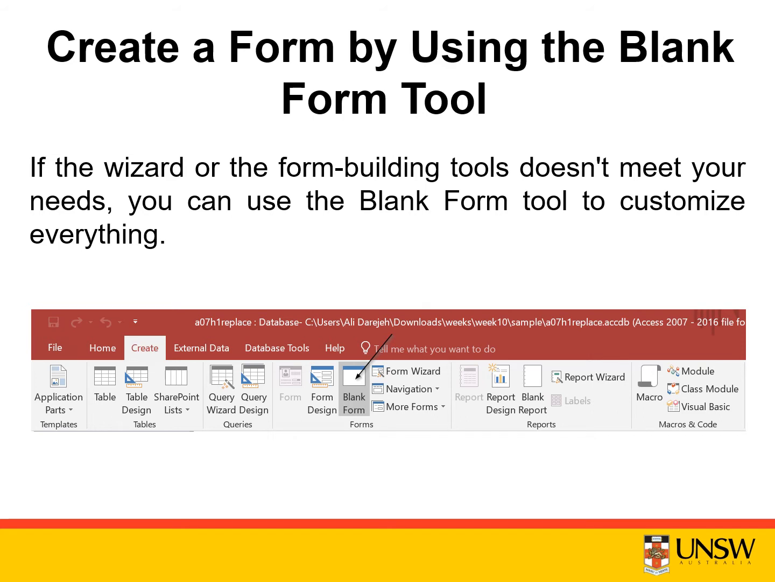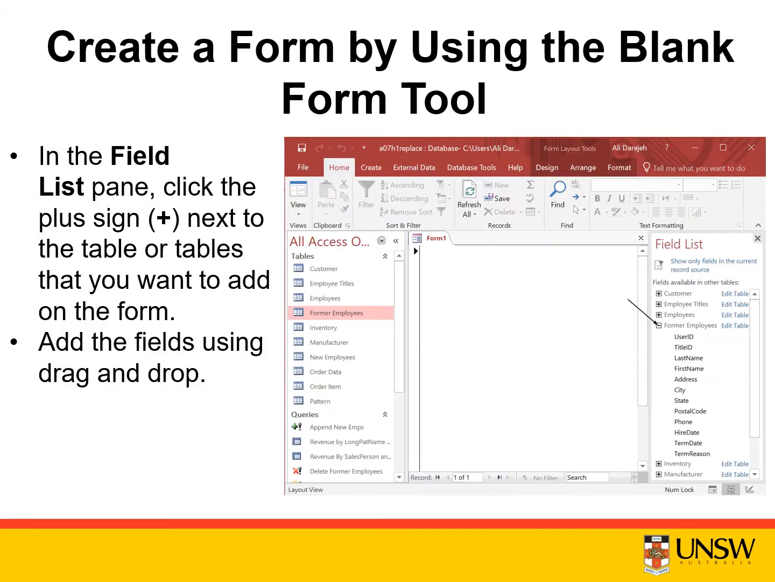create a blank form instead of creating a form from a table. For creating a blank form, go to the Create tab and click the Blank Form button. Then Form Editor will open. In order to add the table fields, you just need to click on the table name that you want to add its fields and drag and drop the desired fields.